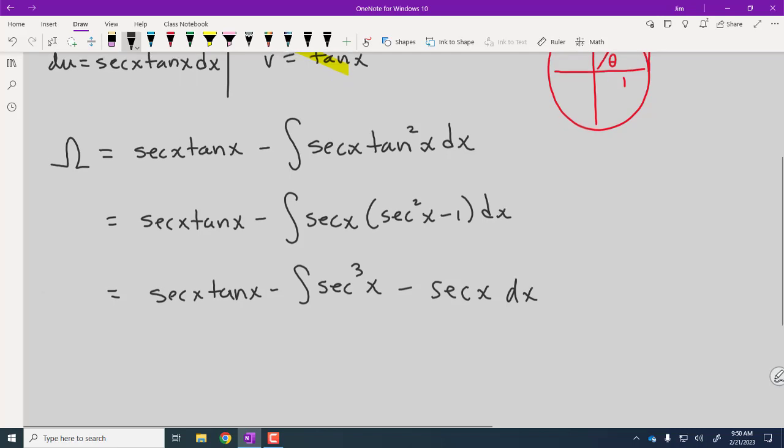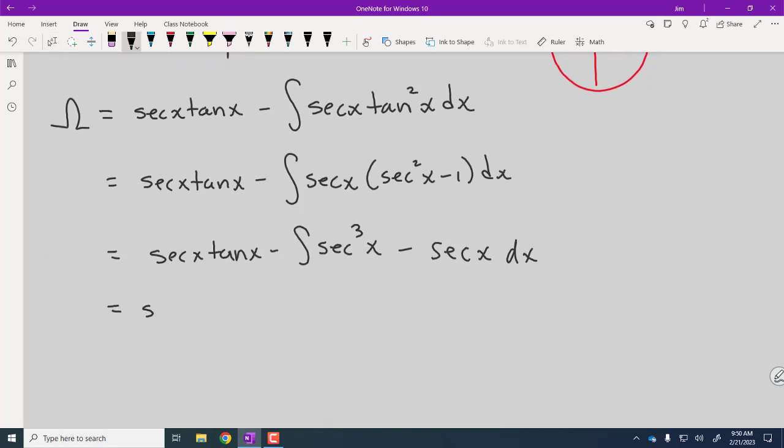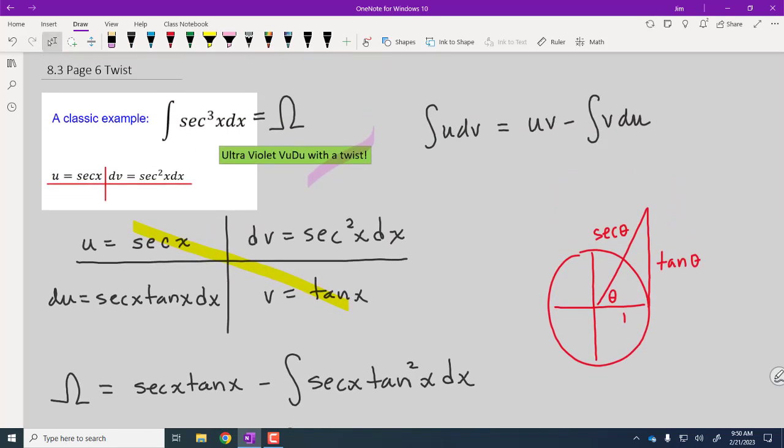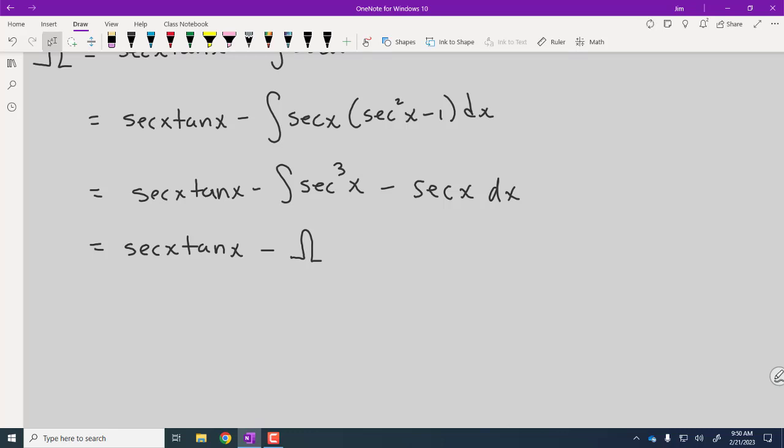So we're almost ready to do the twist. Almost ready. So we'll have this. Now we're going to distribute the integral symbol. So we're going to have minus the integral of secant cubed. That's just omega. Right? The integral of secant cubed, that's what we said omega is going to represent. So the minus sign with this integral, we have minus omega, and then we have plus the integral of secant. And on the left side, we have an omega.